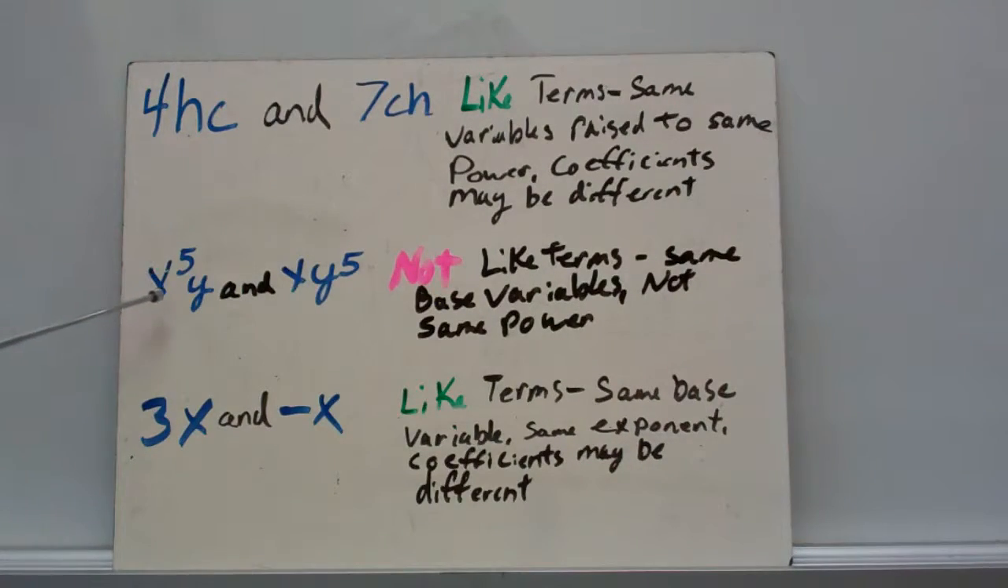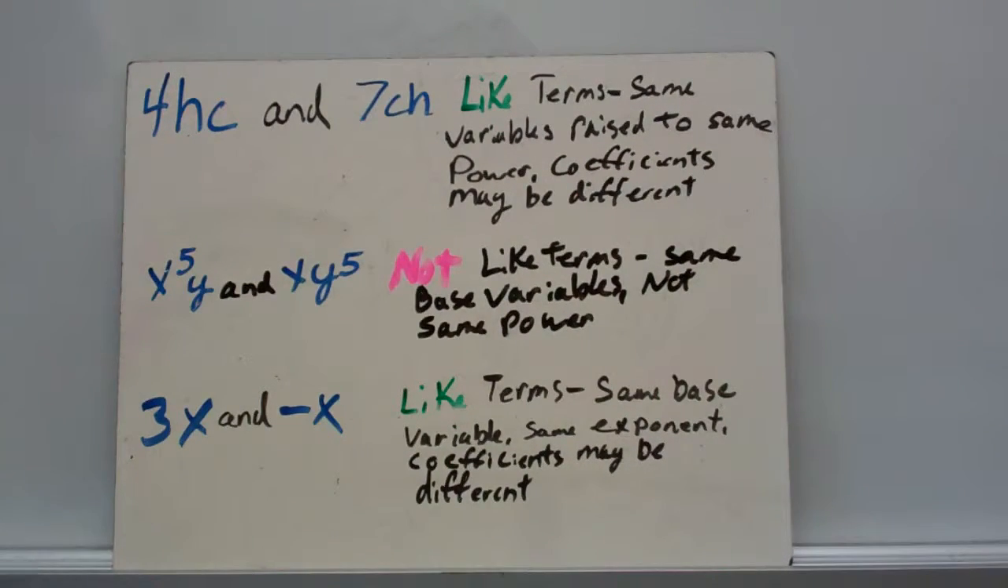The next example, we have x to the 5th power y and x y to the 5th power. Those are not like terms. Yes, both terms have an x. Yes, both terms have a y. But in this case, x is raised to the 5th power, and in this case, x is raised to the 1st power. Those are not the same. Here we have y raised to the 1st power, and here we have y raised to the 5th power. Again, those are not the same terms. Those are two different terms, so those are not like terms.